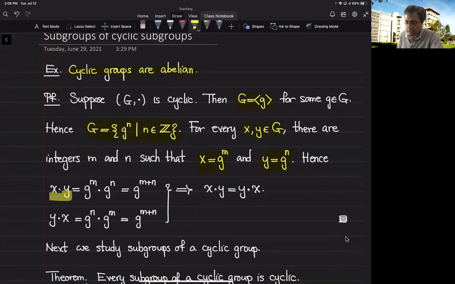Now, when I compute X times Y, I get G to the power M times G to the N, which is the same as G to the power M plus N. When I compute Y times X, I get G to the N times G to the M, which is G to the power N plus M, but integers are abelian, so I can write down M plus N. So it's equal to G to the power M plus N. And they are the same. So this is equal to this. And therefore, X times Y is equal to Y times X. So every cyclic group is abelian.